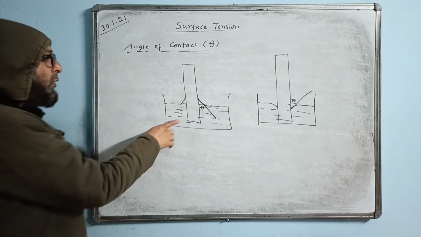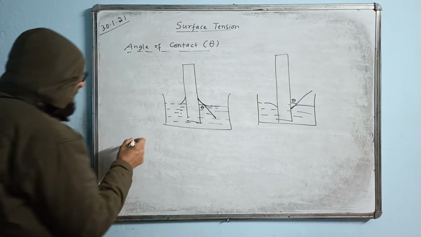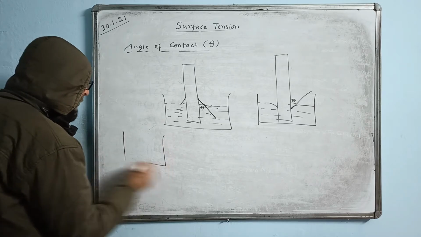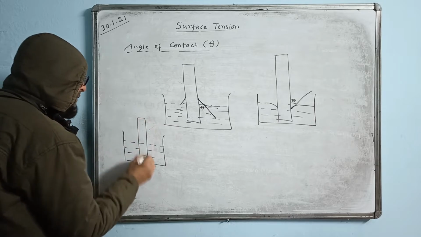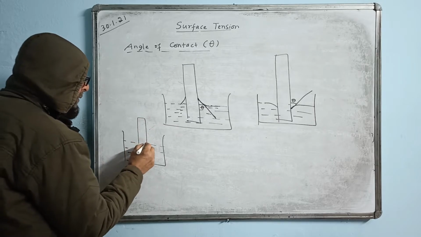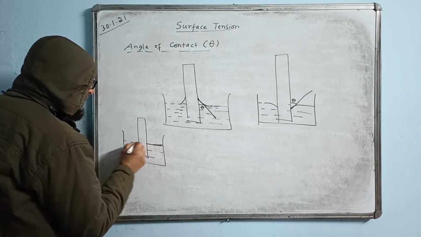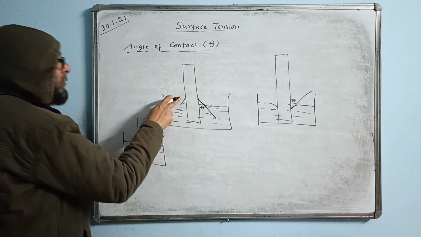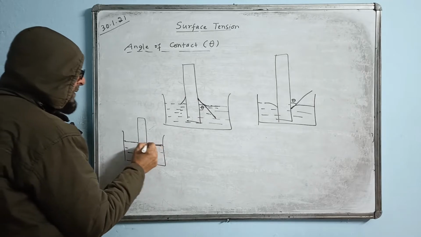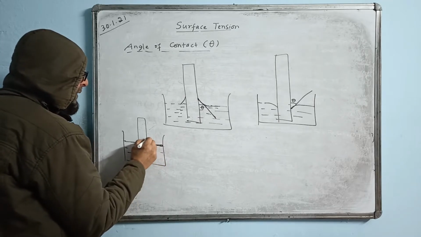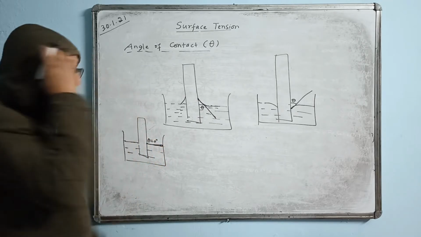If it is the case of clean and pure water, and you have a glass rod immersed here, then the surface will be exactly like this. No concave or convex surface will be formed. This time the value of theta will be exactly 0 degrees. There is no curve at all.